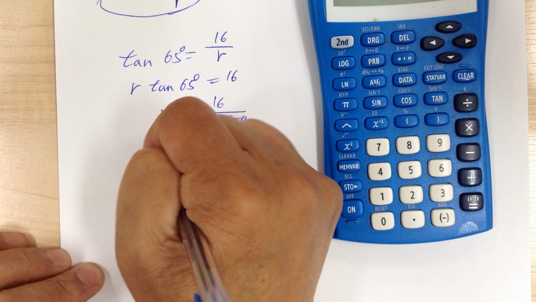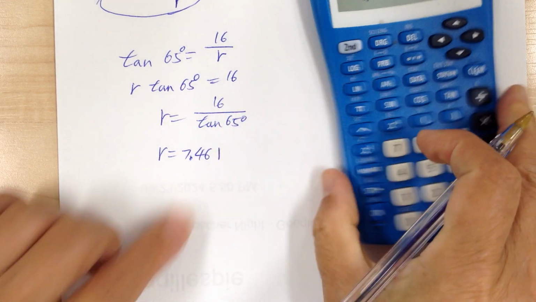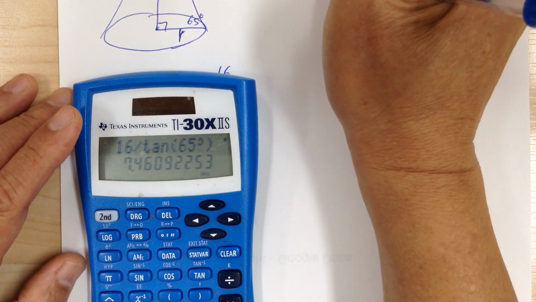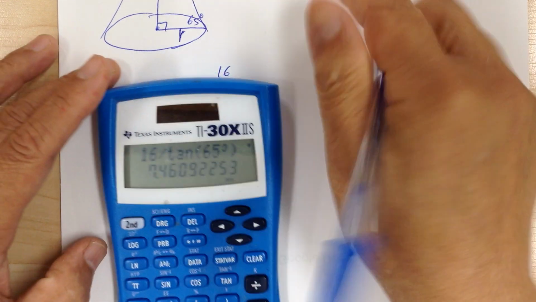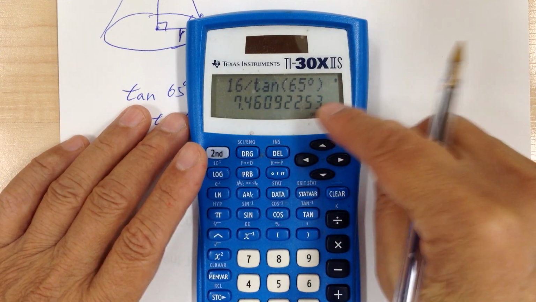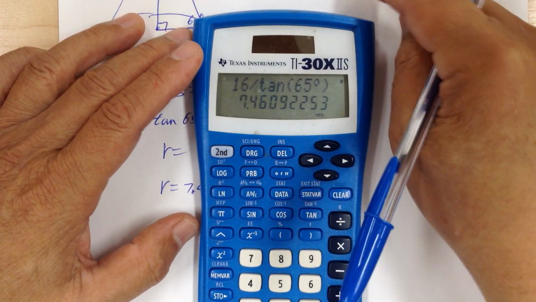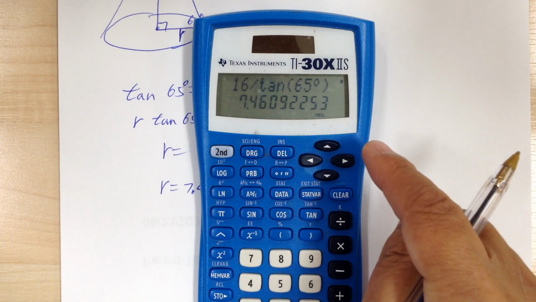Okay, so r equals 7.461. Again, I'm going to carry an extra digit, and I'll round it off for the final answer. So 7.401. Now to figure out this part, since I already have this number, do not clear. I'm just going to square that and multiply all these things out, so it will be more accurate.